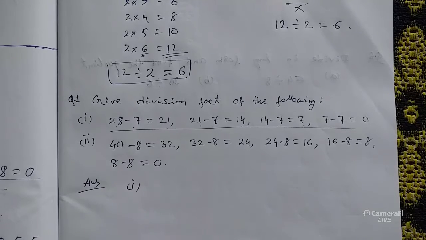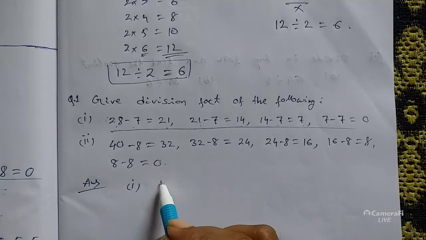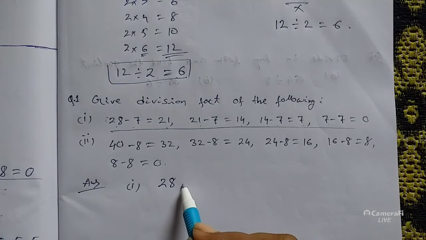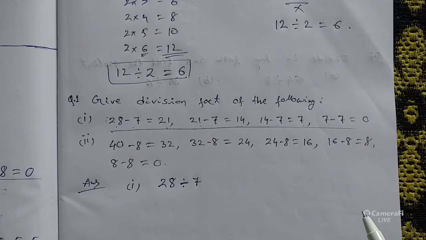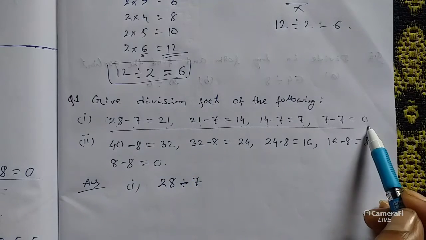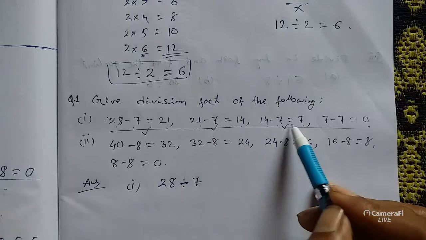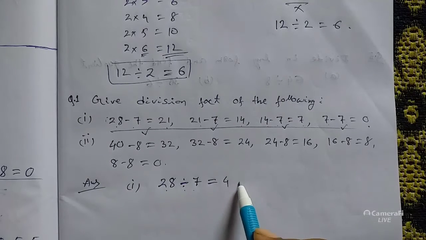So for answer 1, what is the initial number? Here the initial number was 28 and we are subtracting 7 each time. So actually we are dividing 28 by 7, and how many steps of subtraction are shown here to get 0? 1, 2, 3, 4 steps. So we can write the division fact as 28 divided by 7 equal to 4.